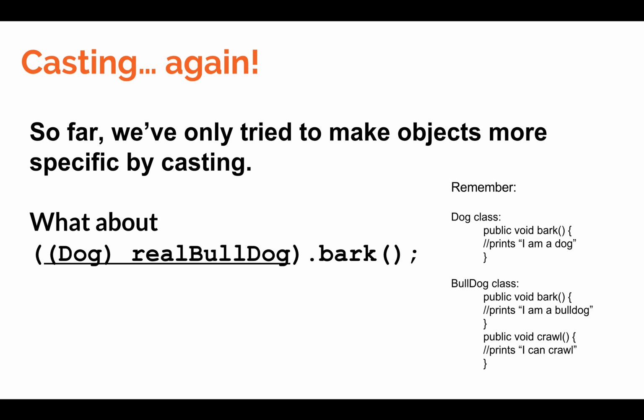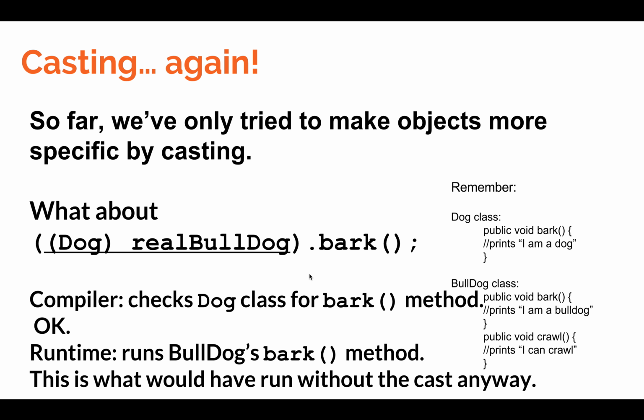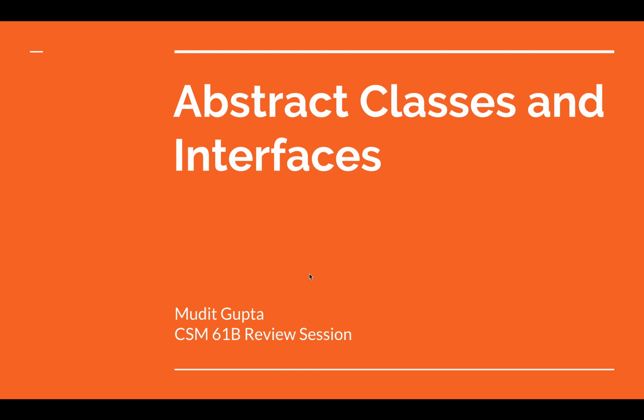Okay? Questions? Cool. Yes. This would print, looking here, this would print I'm Bulldog because of dynamic method selection. Questions? Okay. That's it. That's everything from static class and dynamic class.